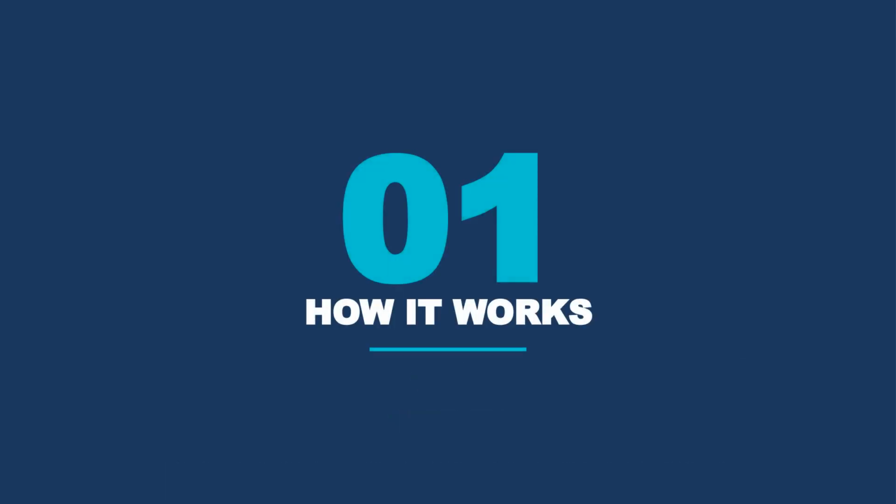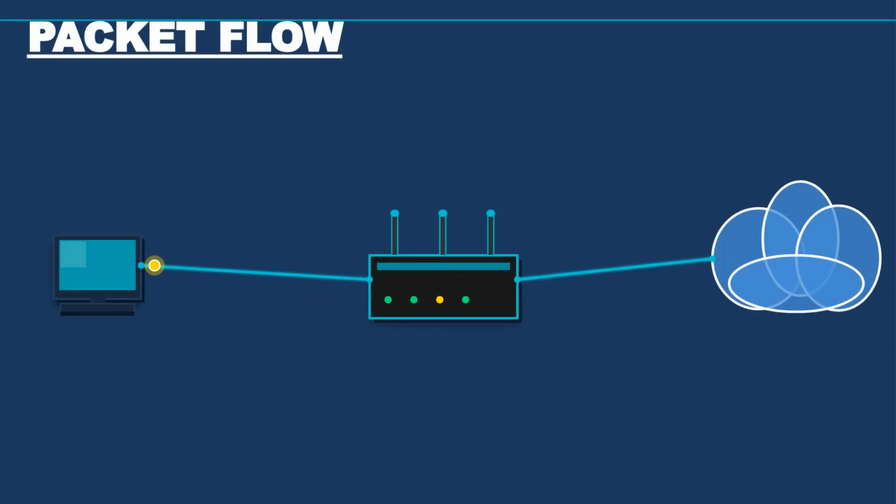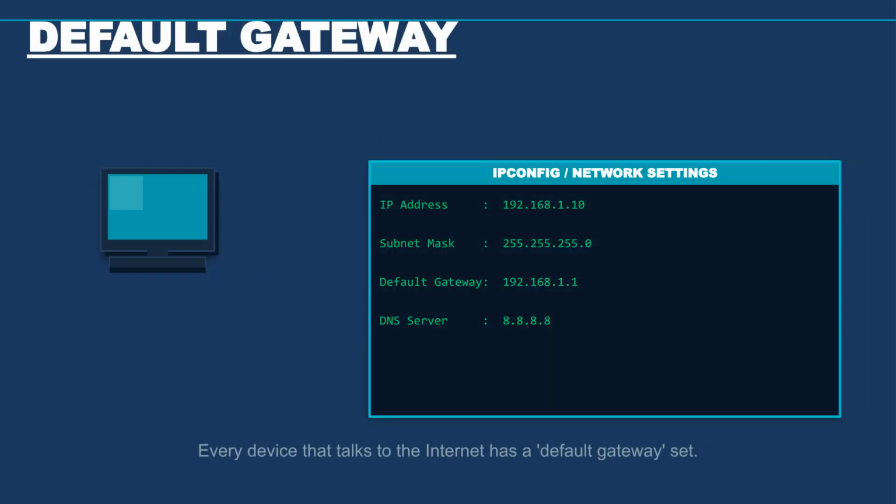Let's dive deeper into the mechanics. Our first topic is how the gateway works. The basic packet flow involves the PC sending a packet, which first reaches the gateway and is then forwarded to the internet. Every device connecting to the internet has a, quote, default gateway setting. This IP address, which is the gateway's address, is where all non-local traffic is directed.